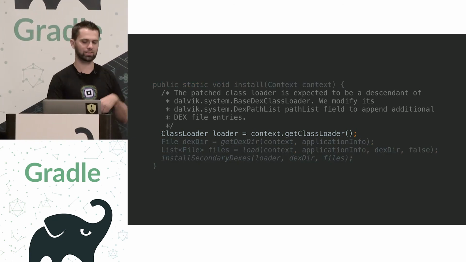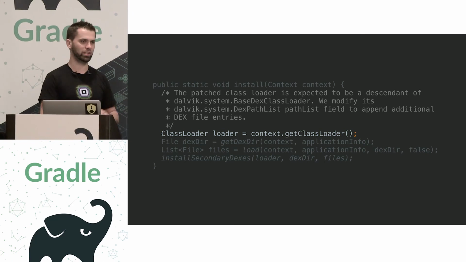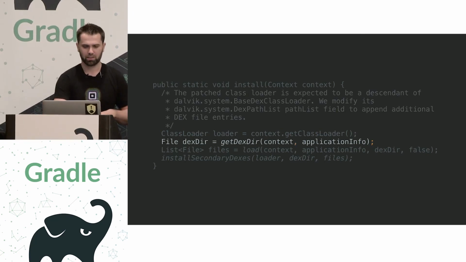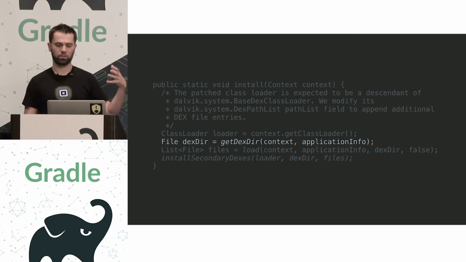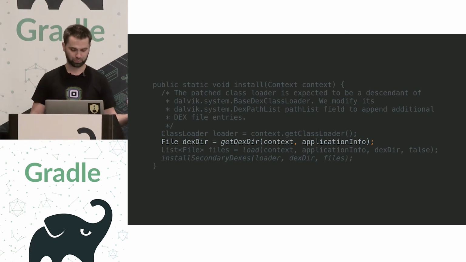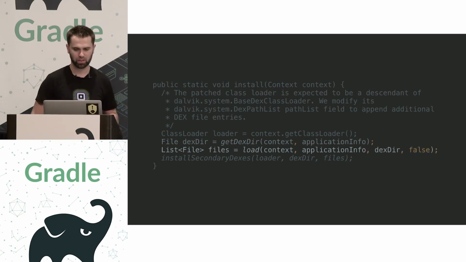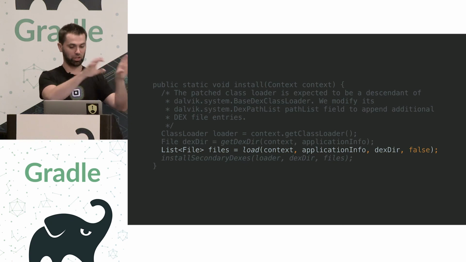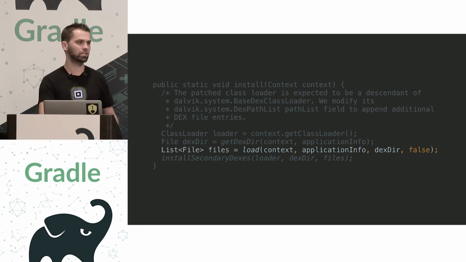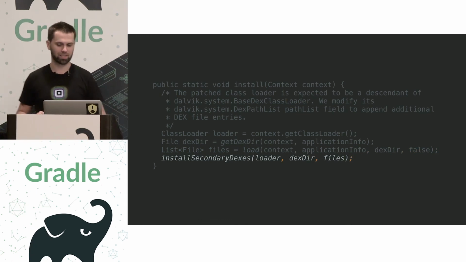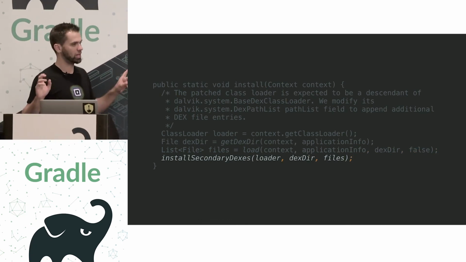And that class loader happens to be of a certain type that they know about at runtime, but is not exposed as an API. Then it finds the directory where the dexes are supposed to be copied to, because they are in the APK at first, and you want to move them to a folder. And then it copies those dexes into the file system. So that's easy: you just unzip the thing, copy to that place, and then load the classes, install the dexes. So that's where the magic happens.